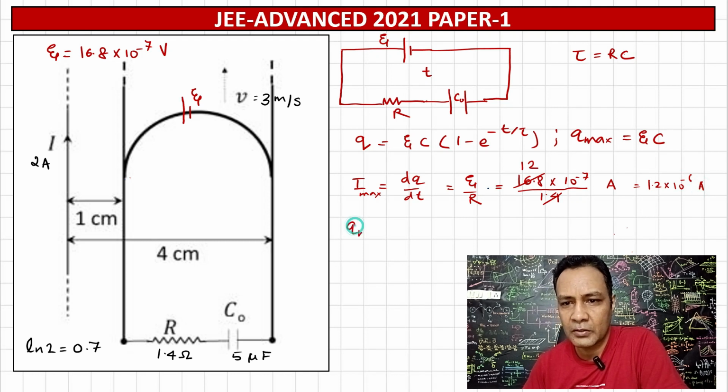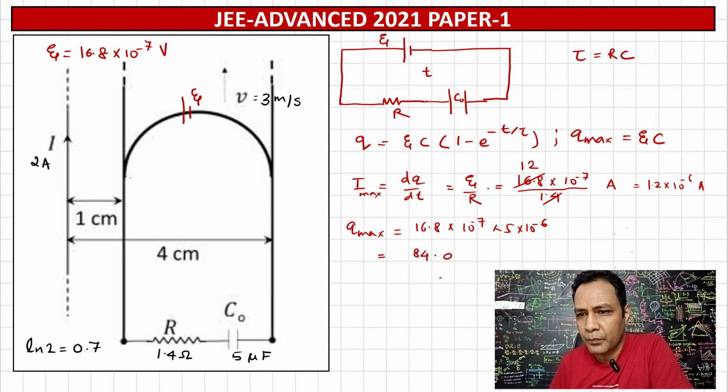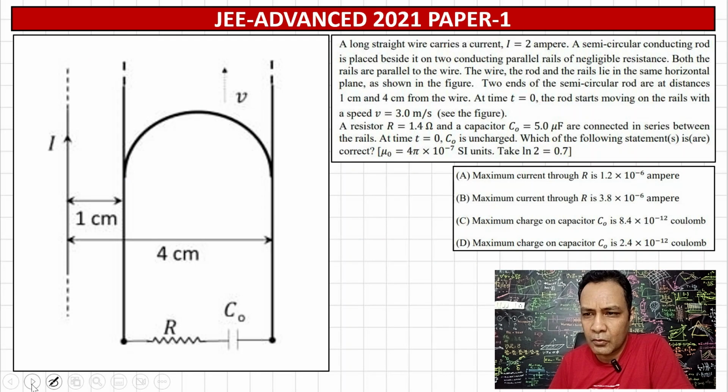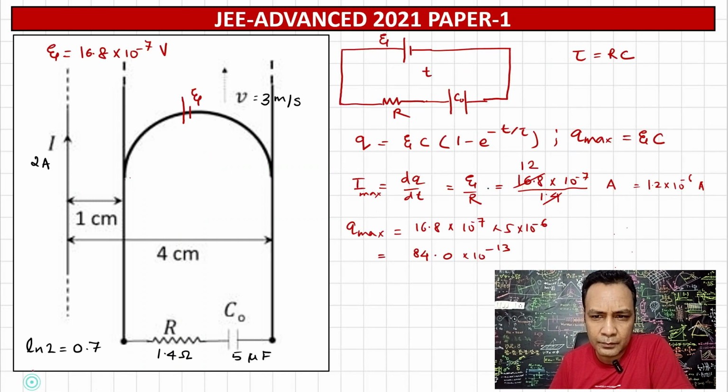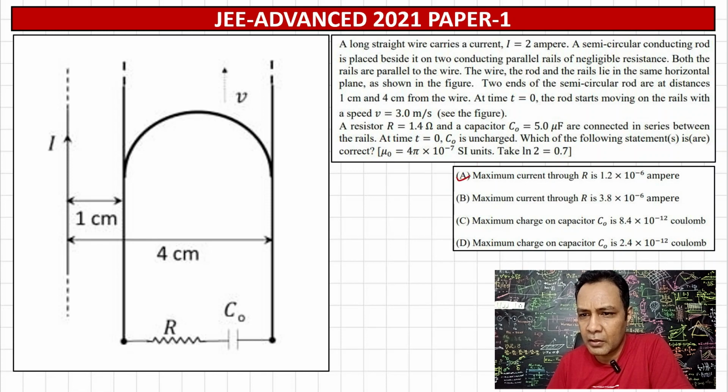And the maximum charge Q max is EC. E we had got 16.8 into 10 to the power minus 7, and this is 5 into 10 to the power minus 6. So that is going to be 84 into 10 to the power minus 13. So we can simplify this to 8.4 into 10 to the power minus 12 coulomb. So we got two options correct, which are option A and option C.